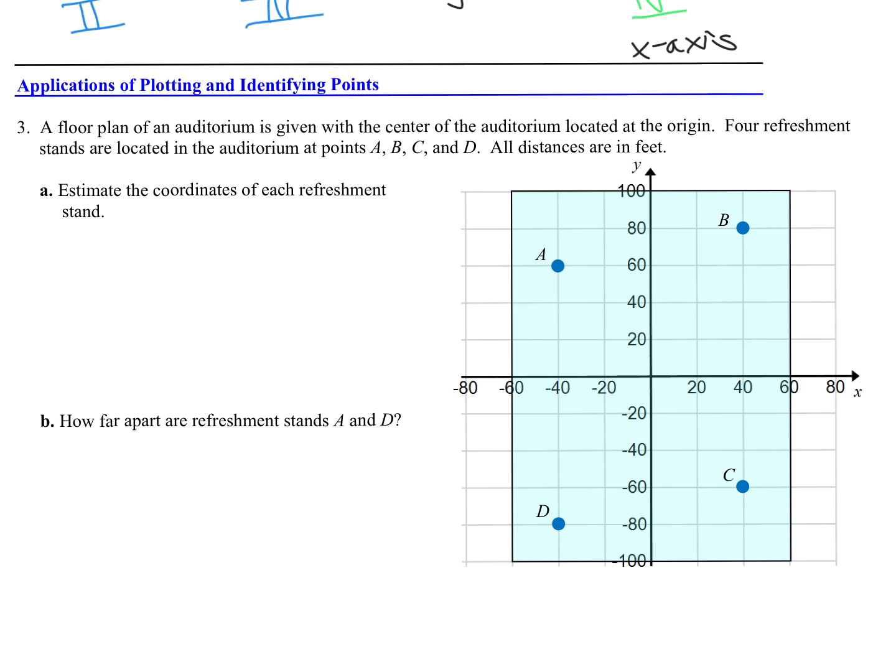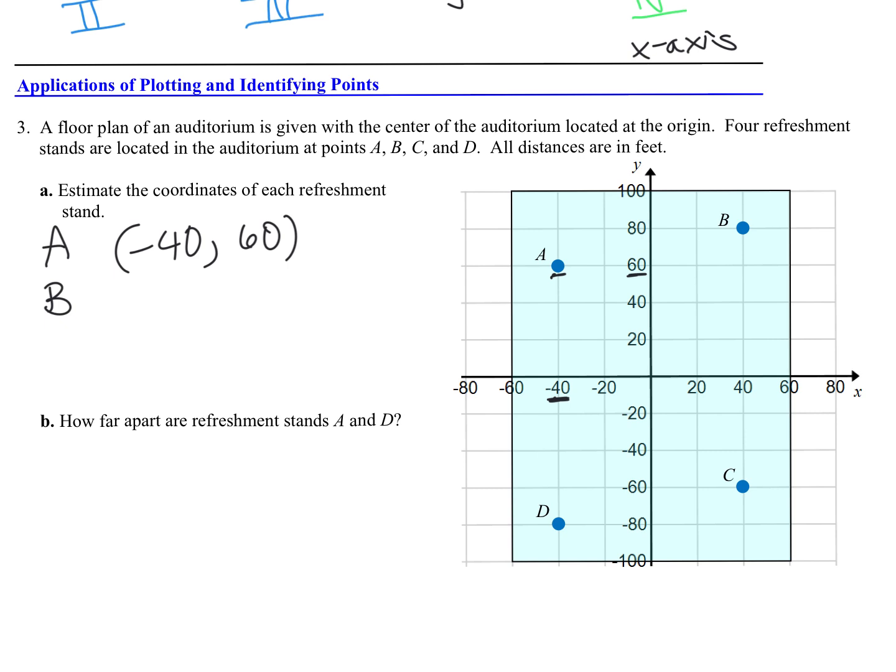Okay, so let's start with A. So A appears to be at negative 40, right? Because it would be 40 to the left. And then up to 60, right? So negative 40, comma 60.